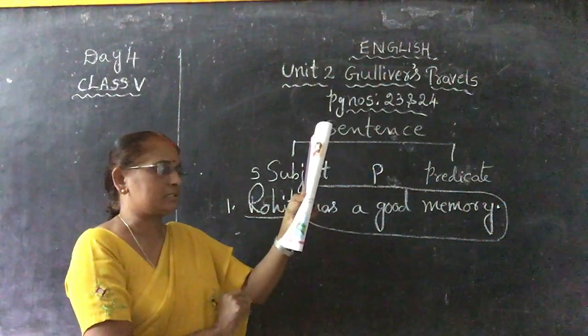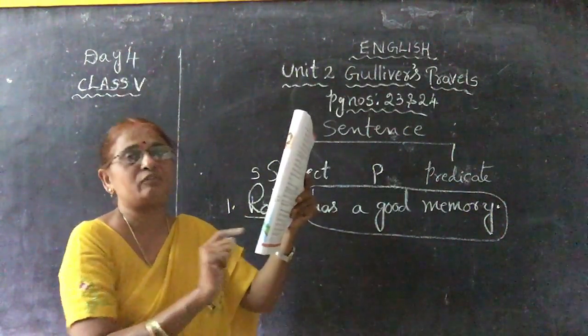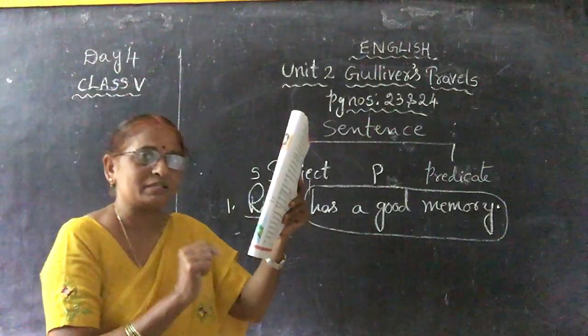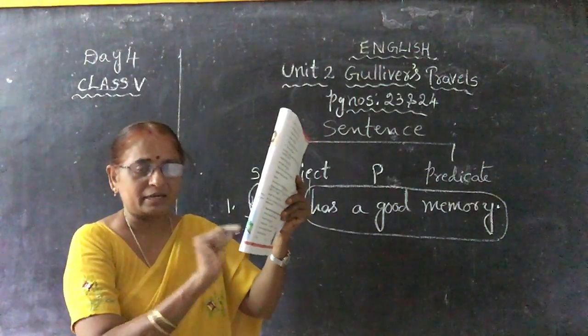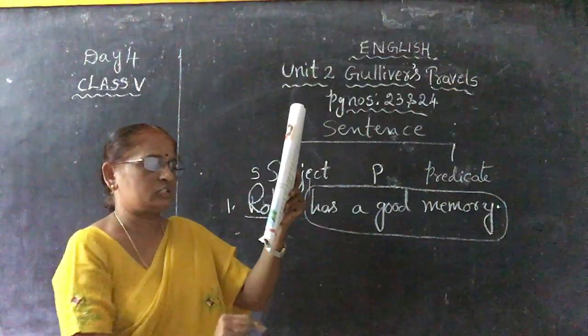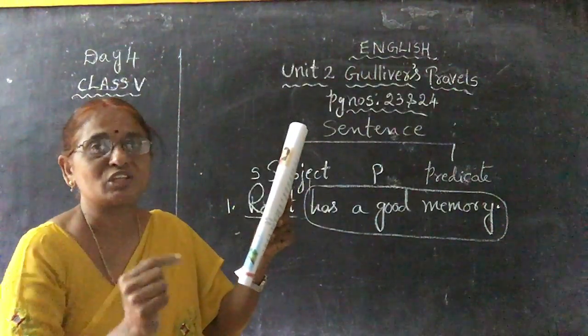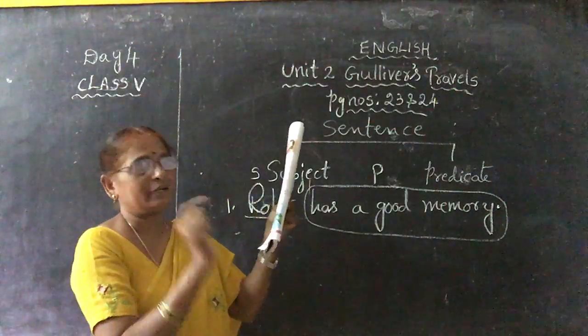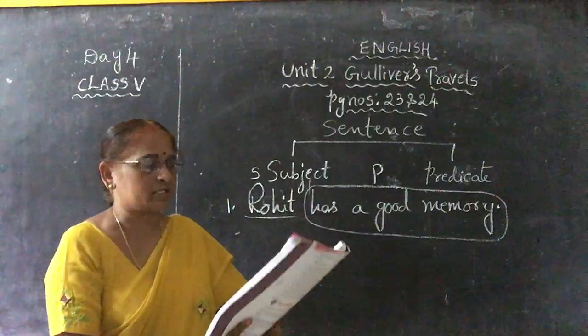Coming to the second sentence: The old man was walking with a stick. So what is the subject? The old man. Underline it and write S above the words the old man, children. Was walking with a stick, circle it and write predicate. Do it in the textbook itself.